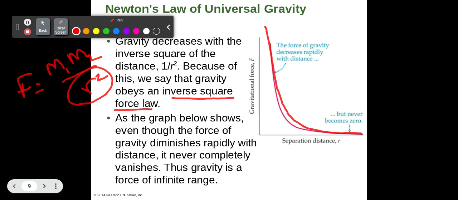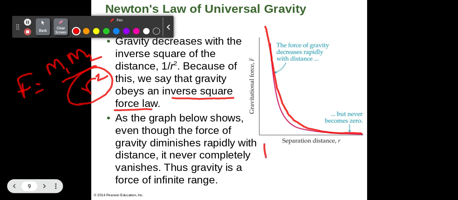Even though the force of gravity diminishes rapidly with distance, it never completely goes away. So gravity has an infinite range. You are always going to have gravity. That's all that means. We can't just get away from it or get rid of it. There's always going to be a tiny, tiny little bit.